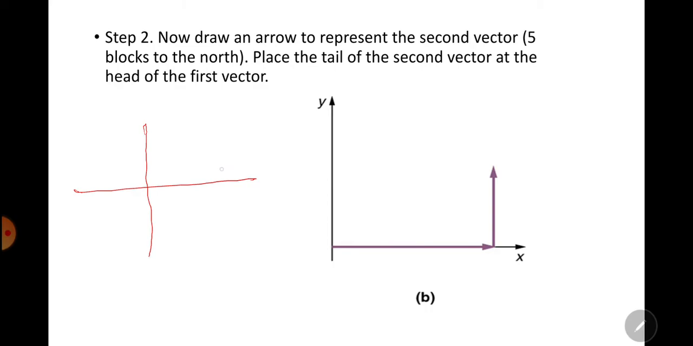If north, east, west, south is given, you will draw according to north, east, west and south. And if x and y axis is given, then you will draw according to the x axis and y axis. This is the negative y axis, this is the negative x axis. And if east, west, north and south is given, then you will label accordingly.